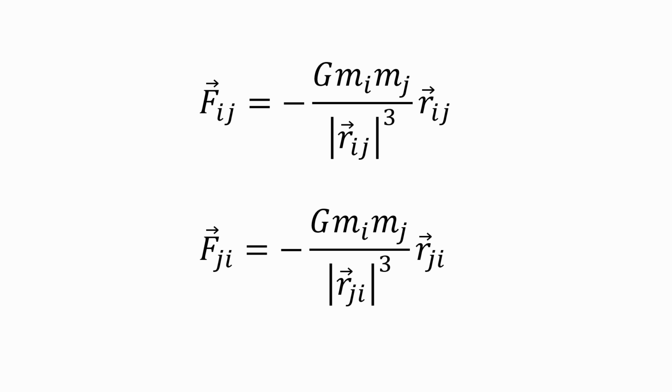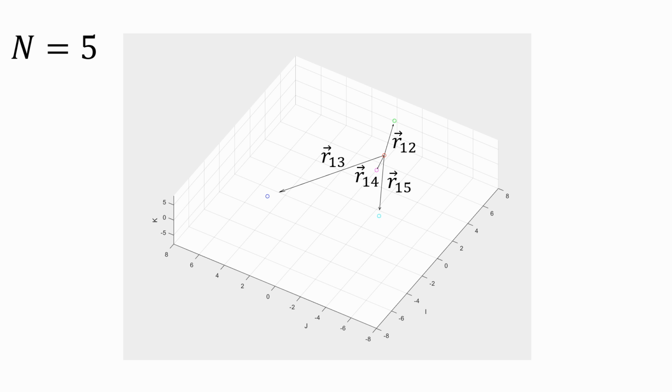In the following part of the video, we will assume gravity as the only acting force. As we know, gravitational forces are exclusively attractive and directed along the line that connects the attracting masses. Its magnitude is directly proportional to the masses and inversely proportional to the squared distance between the point masses.